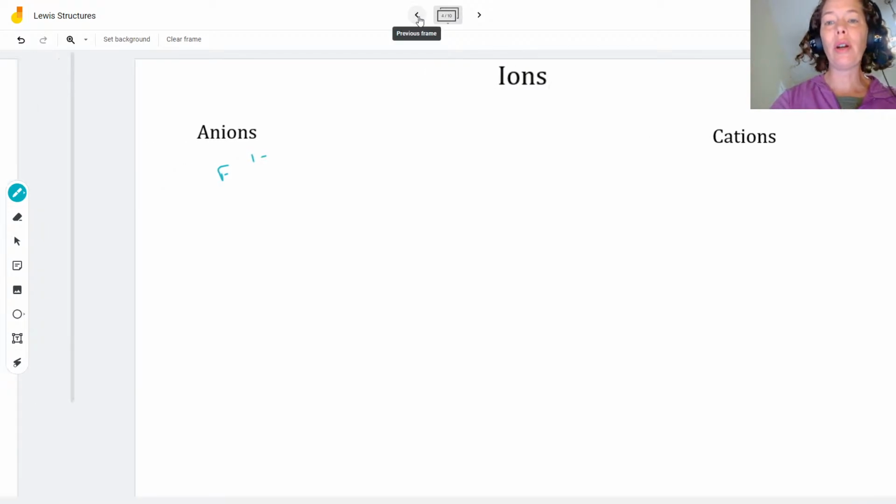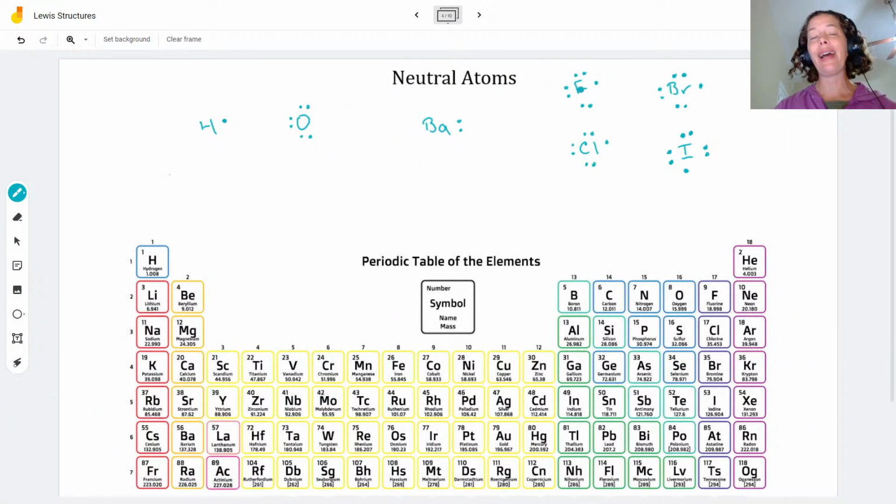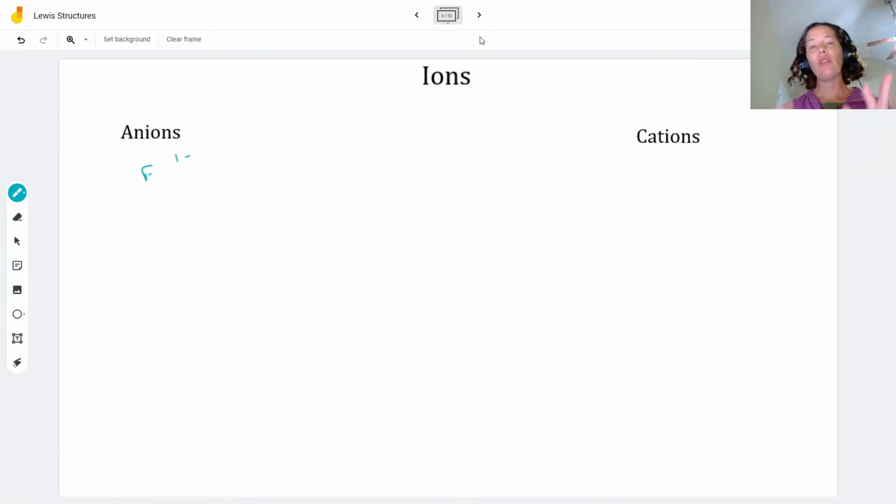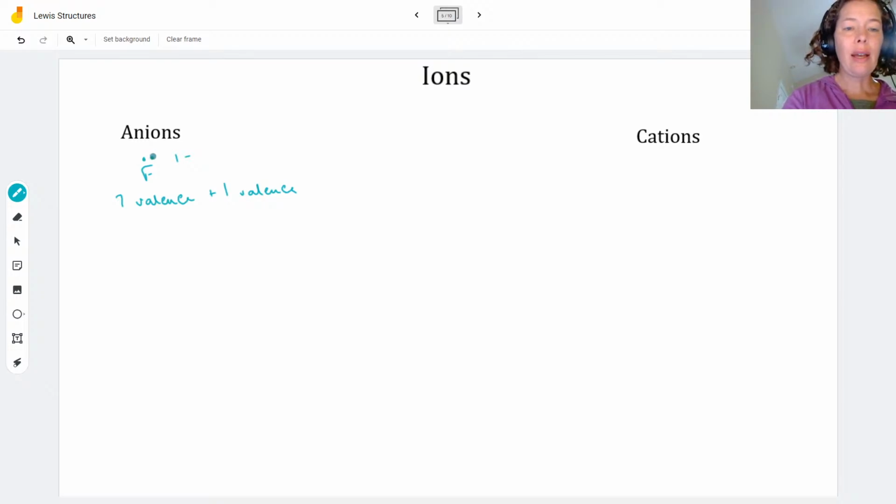Well, if we go back to our neutral atom and we did fluorine, you can see fluorine has 7 as a neutral atom. So you're going to take the number of valence electrons that the neutral atom has, and then you're either going to add or subtract depending on if you've got an anion or cation, and that becomes your valence electrons. So for fluorine, it already has 7 valence as a neutral atom, but because now we have a charge of -1, it means we add 1 more valence electron. Does that make sense? Okay, so if I'm going to draw the Lewis structure for the fluorine anion, I'm going to have 8.